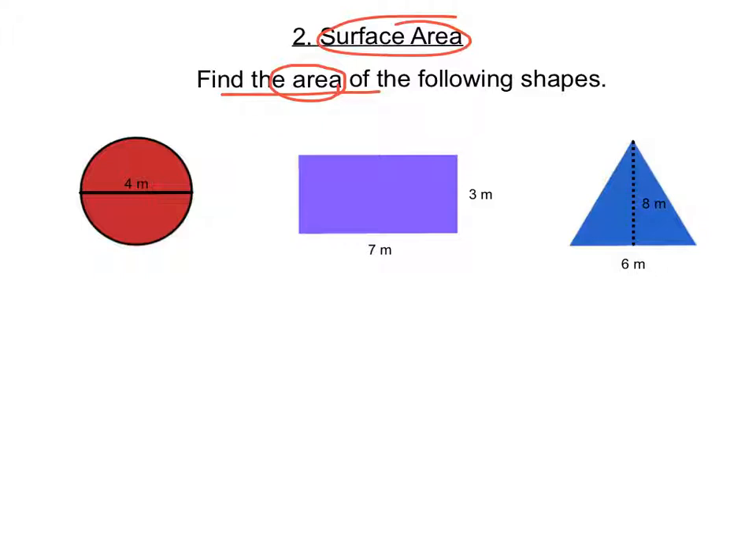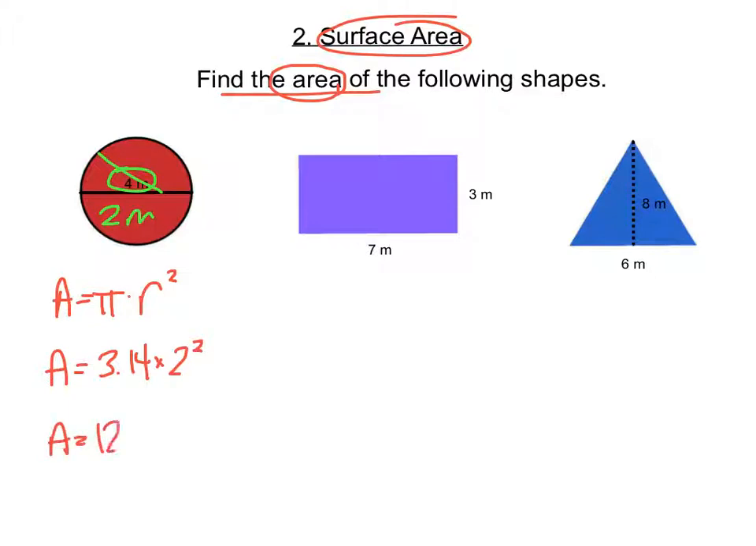So first let's find the surface area of our circle, or just the area of the circle. We know that the area of a circle is pi times radius squared. However, they give us our diameter up here of 4. We need a radius, so we know it's just half, or 2. So our area is 3.14 times 2 squared, and that works out to an area of 12.56 meters squared. Remember, with area, they're square meters, or squared units, not cubed like volume.